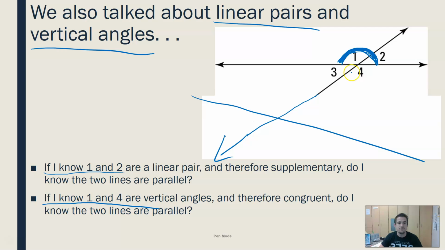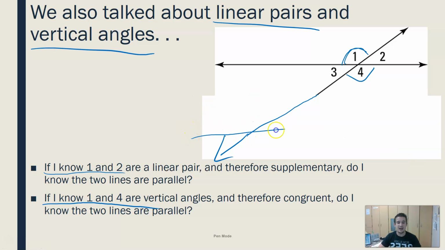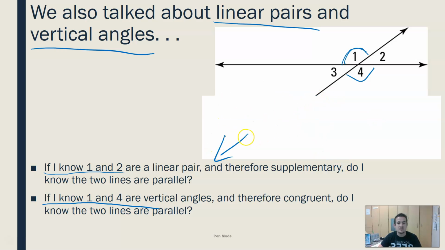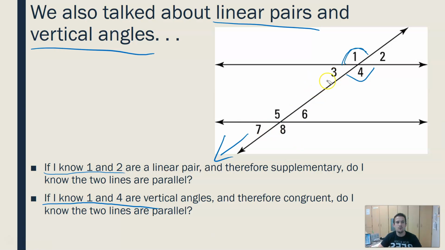If I know that 1 and 4 are vertical angles, so vertical angles are angles that are directly across from each other, yes? And those angles are congruent. Is that enough to say that those two lines are parallel? Well, again, these relationships up here don't affect this line down here at all. So I can draw this line however I want to, and it can still not be parallel to this one up here.